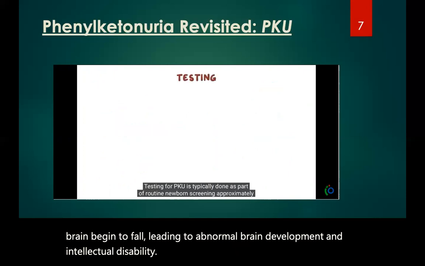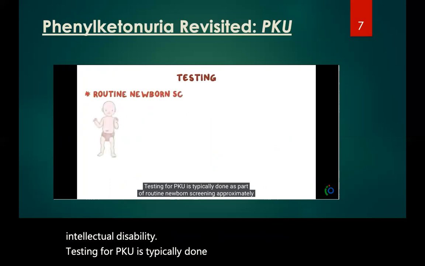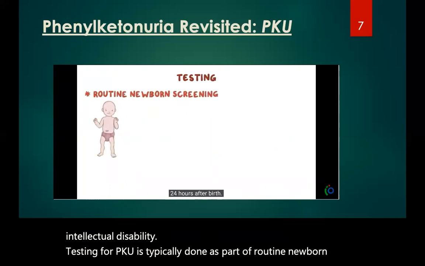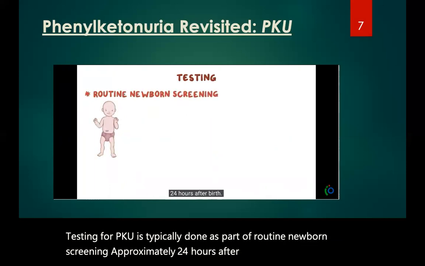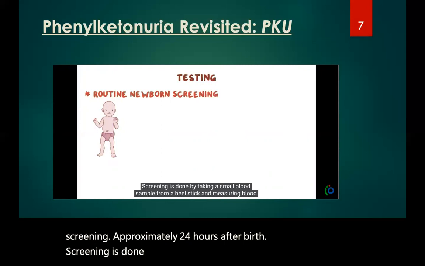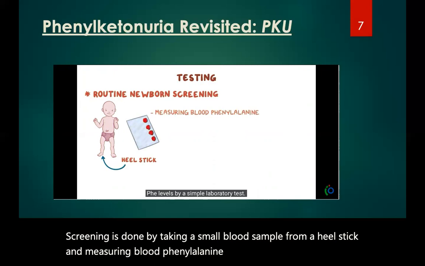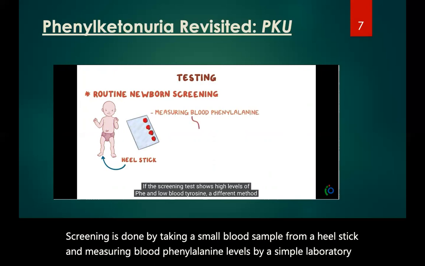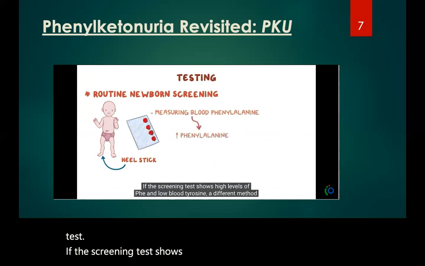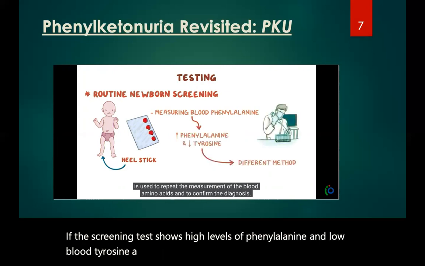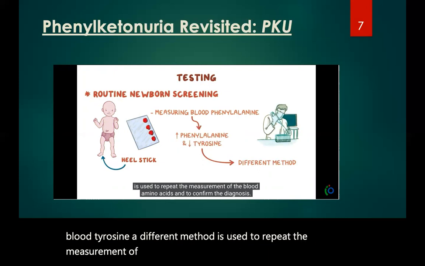Testing for PKU is typically done as part of routine newborn screening, approximately 24 hours after birth. Screening is done by taking a small blood sample from a heel stick and measuring blood phenylalanine levels by a simple laboratory test. If the screening test shows high levels of phenylalanine and low blood tyrosine, a different method is used to repeat the measurement of the blood amino acids and to confirm the diagnosis.